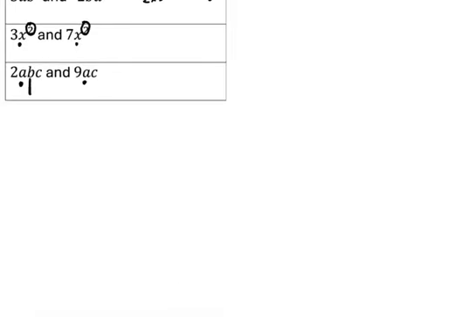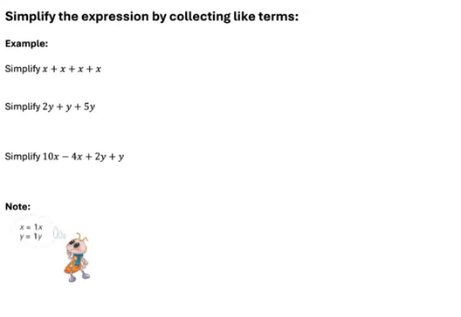Now let's simplify expressions by collecting like terms. We know how to identify them, now we need to collect them. Anytime they say simplify the expression, that gives you a hint of collecting like terms. For example, simplify x plus x plus x plus x. You treat x like a burger. So I have 1 burger plus another burger plus another burger plus another burger. Altogether, I have 4 of them, so this is 4 times x, 4x.